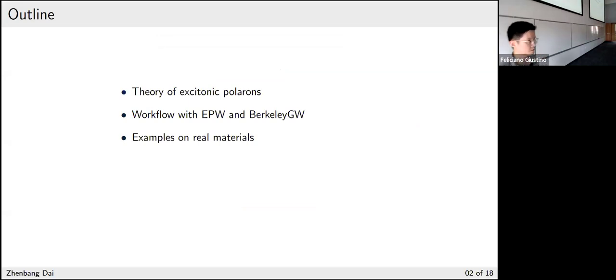So I will spend most of my time in this talk discussing the theory of the excitonic polarons. And then, after showing you the theory, I will give you a brief preview of the workflow with EPW and the Berkeley GW. Because this feature is not really released yet, I will only touch upon what you can expect when the feature is released, and then I will show you a few examples of calculations in real materials.